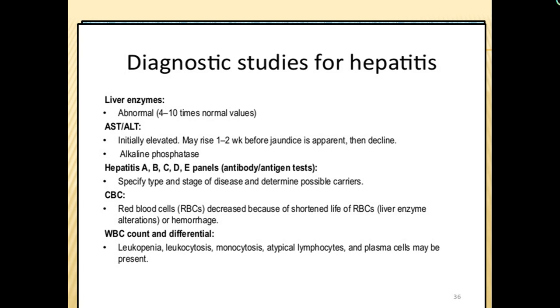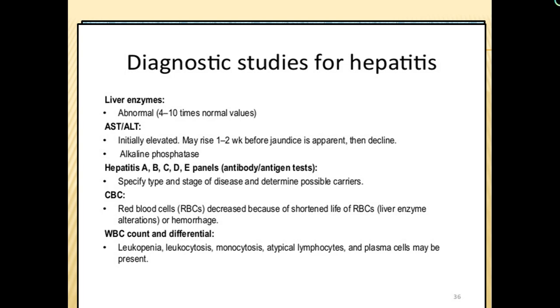Okay, next is CBC, that is complete blood count. And here they are basically concentrated on RBCs. In CBC, one thing is there. In hepatitis B, the WBC will be less. So WBC is less means it is called leukopenia.